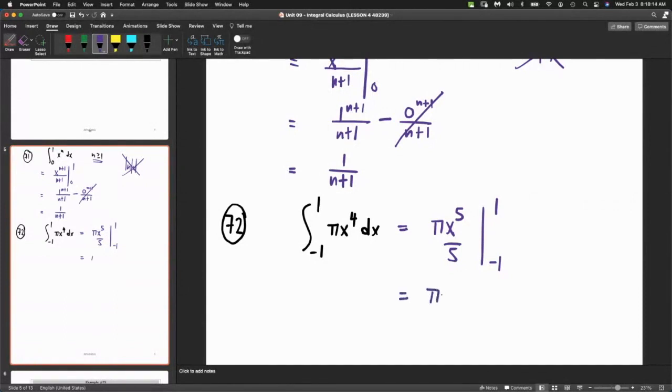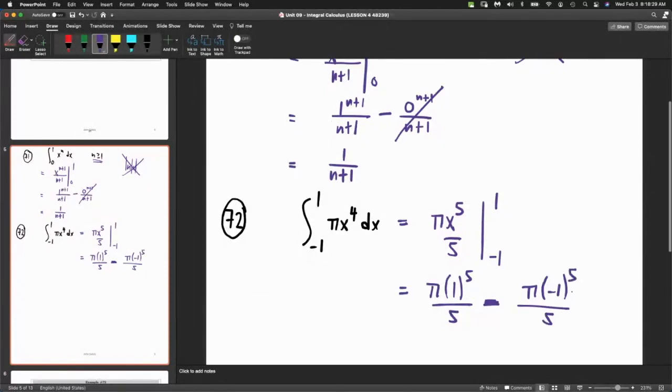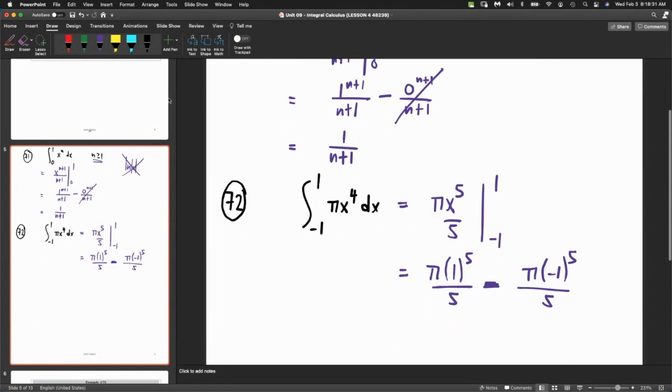So now we just plug in 1 and -1. So we have that. And this is always minus. I'm going to put a nice big chunky minus sign there so you know that it's always minus. At this point though, I'm going to make you sweat it out a little bit. And I'm just going to say the answer here is 2 pi over 5.